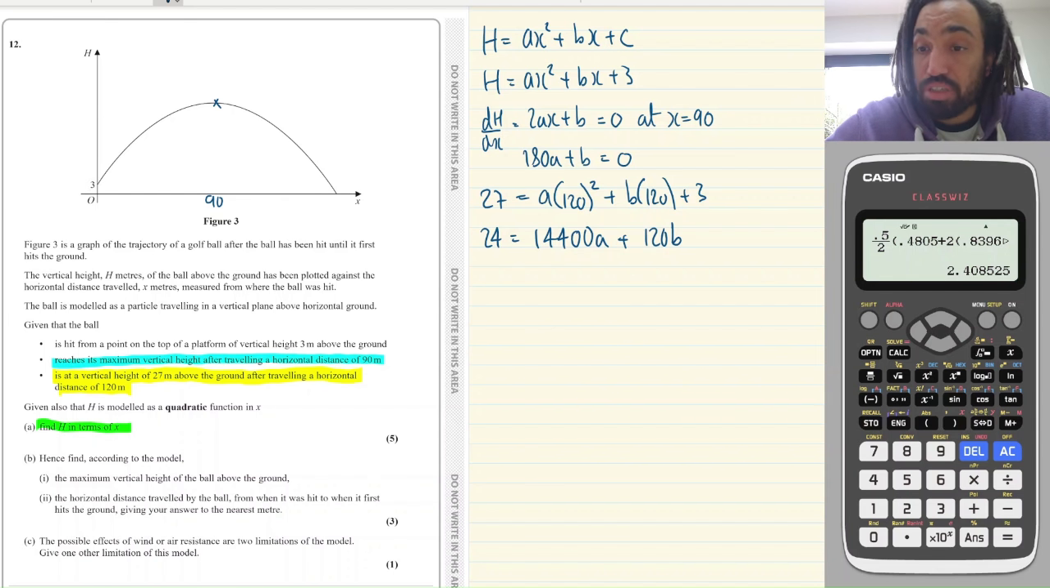Okay, so now I've got two equations which I can solve simultaneously. I'm going to do it just by using my calculator because I'm feeling lazy. I'm going to go into equation. I'm going to go into simultaneous. Two unknowns, and we've got 180, we've got 1, and we've got 0. And then we've got down here, we've got 14400, and we've got 120, and that's equal to 24.